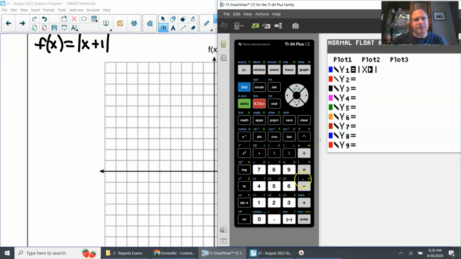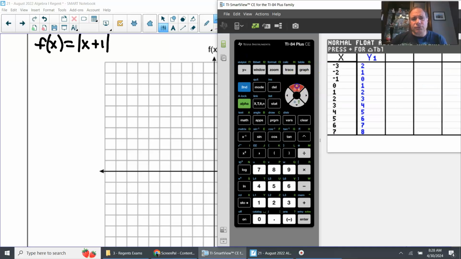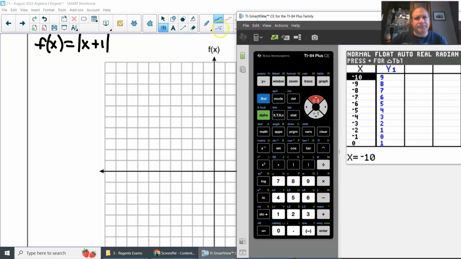So you just put x plus 1 inside and this is it. You press graph, and that's what you have to graph right there. So you go to the table and you're just going to go ahead and put the graph on the graph right here. So this is negative 10, 9, which is up here. You see what's happening, negative 9, 8, which is here. And it goes down like this.